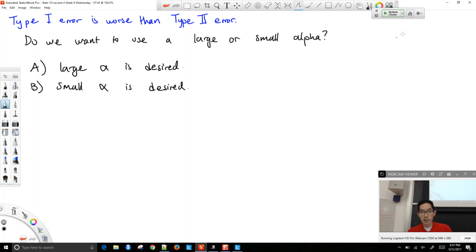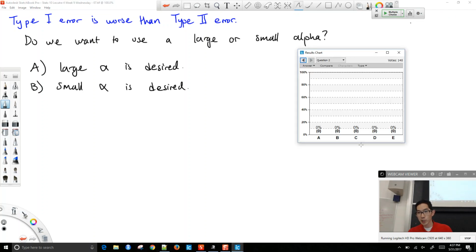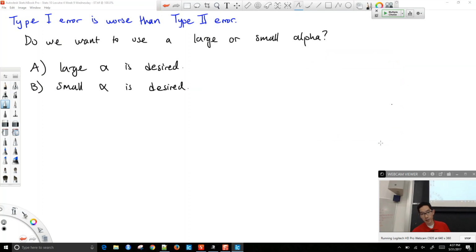All right, let's take a look at how you guys responded. Okay, and that's the case. Small alpha is desired. So recall that alpha is equal to the probability of a type 1 error. So if the type 1 error is worse, we want to pick a small alpha to reduce our risk of type 1 error.